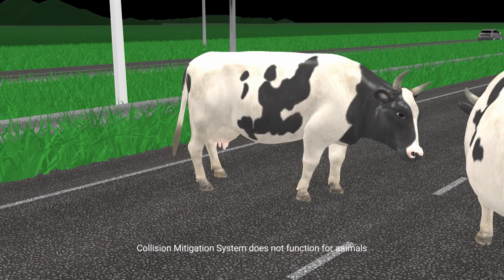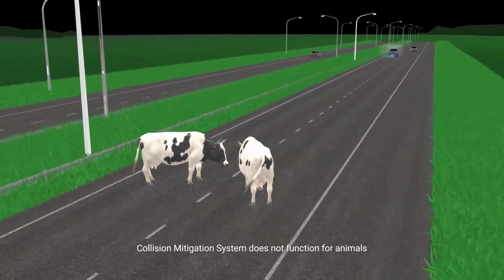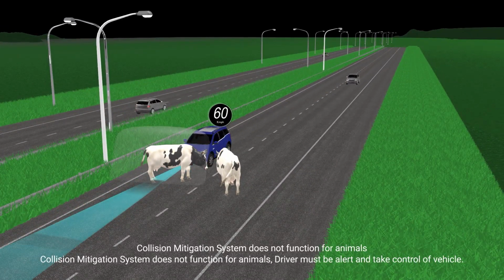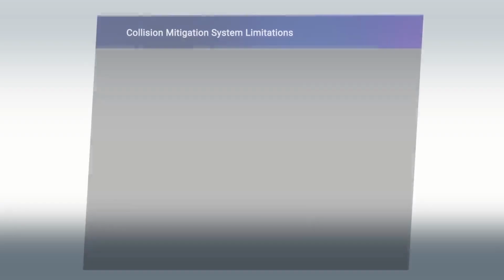Collision mitigation system does not function for animals. Driver must be alert and take control of the vehicle. Collision mitigation system limitations.